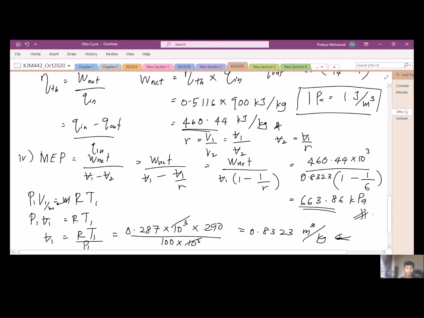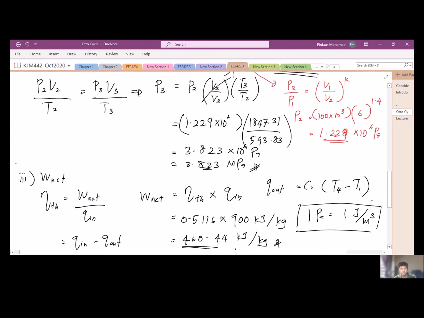Okay, so this is how to solve a problem for the Otto cycle, the spark ignition engine.